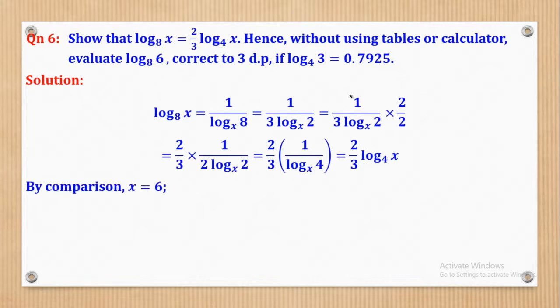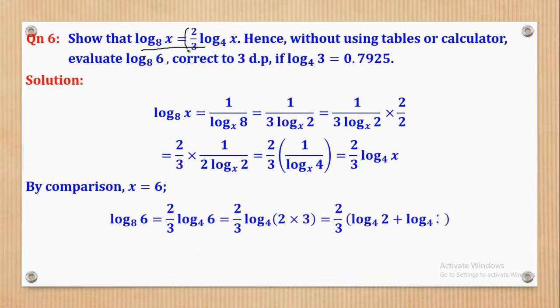So now we shall go to the hence part. By comparison, x will be equal to 6, because if you look at this, this is base 8, and this will now be x, and x will be 6. Therefore, using this proved part, I'll replace it with this. Where there is x, we shall put 6 now. And that 6 is the same as 2 times 3.